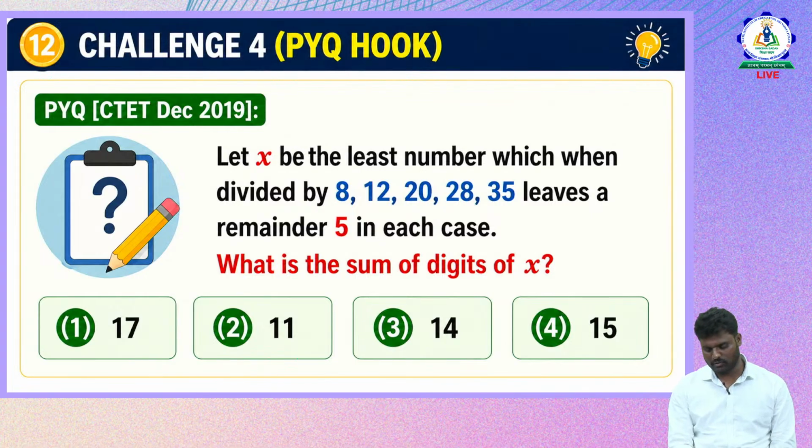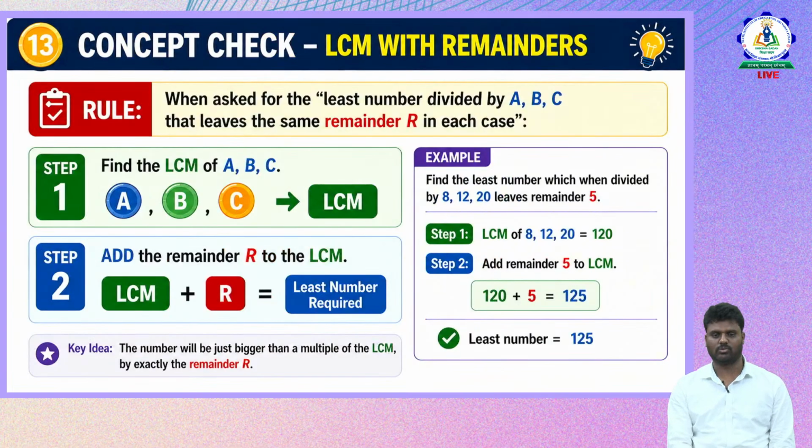Now let us see which concept is involved and how we can solve this one. The concept involved in this problem is remainders. When asked for the least number divided by A, B, C that leaves the same remainder in each case, we need to apply only 2 steps. The first thing is we need to identify the LCM of the given numbers, whatever the numbers are, like 5, 8, 10, 12, 20. Once you identify the LCM, add the remainder, and then you will get the least number required.